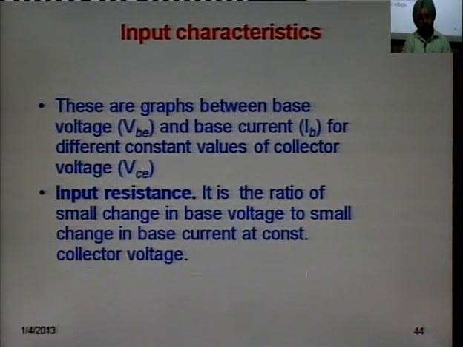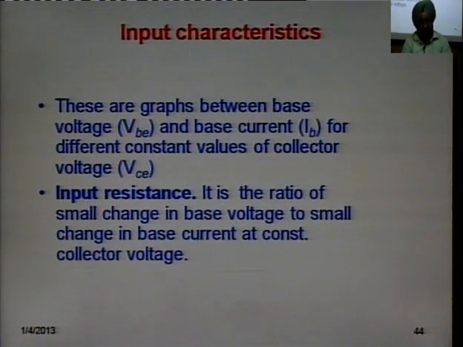Input characteristics, input voltage and input current. The input voltage is between the base and emitter, and the input current is the base current. So the graph between base voltage and base current for different values of collector voltage, the voltage between collector and emitter, which you can change, and the graph between base-emitter voltage and base current is called input characteristic.